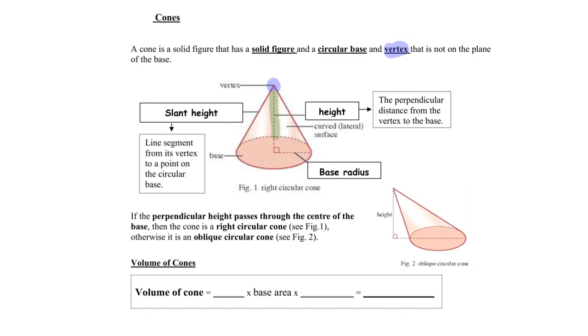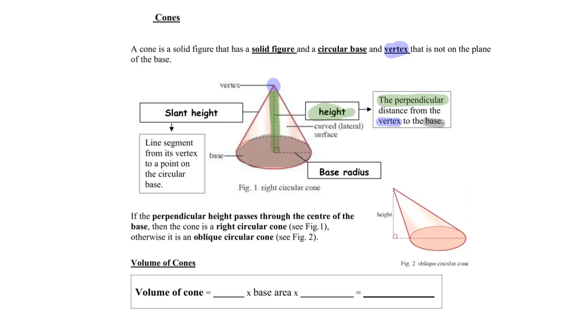This particular height is actually the perpendicular distance, or the perpendicular height, from the vertex to the base. And in this case, the base is a circle. So this is my height, the perpendicular height of the cone.